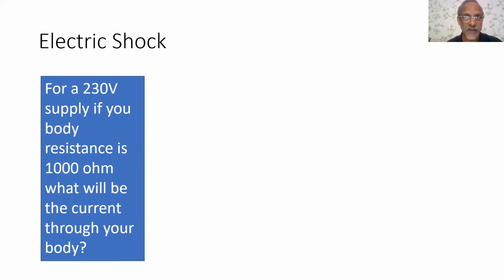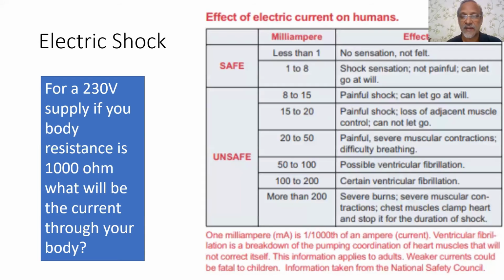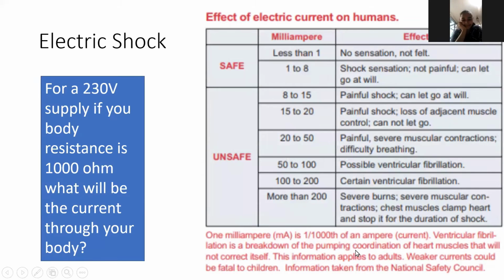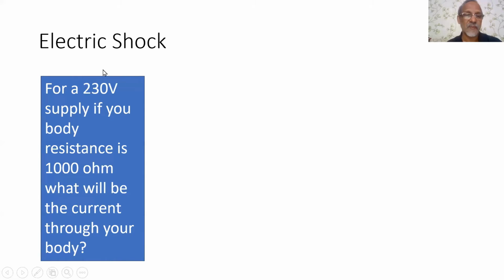So where is V in the triangle? V is here, on top. R is here. So if you want to find out I, it is V by R. So here, can you do V by R? 230 volt divided by 1000. It's simple, no? It's 0.23.